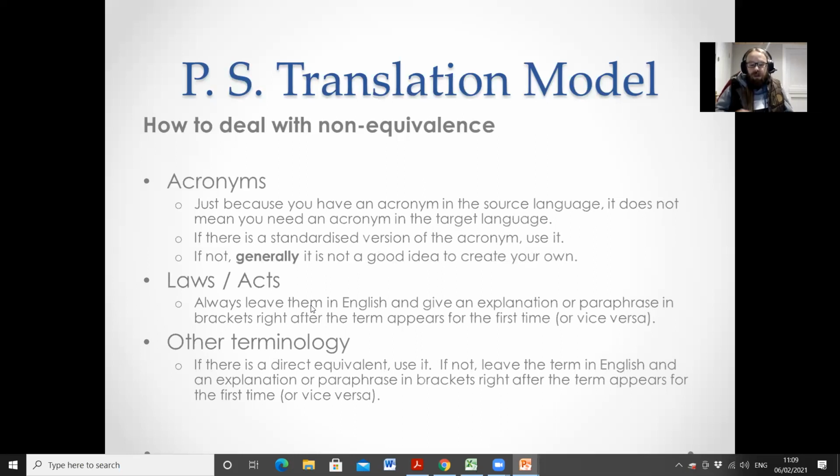But let's imagine it's a term you've never encountered and it's a new condition. For example, PCR tests. The text is about COVID-19 and they're talking about PCR tests, and until very recently nobody talked about PCR tests, and you don't really know if there's an equivalent in your language or not, because it's the exam. You can't Google it. What do you do? Well, you just leave the term in English. And then you just paraphrase it if you need to.